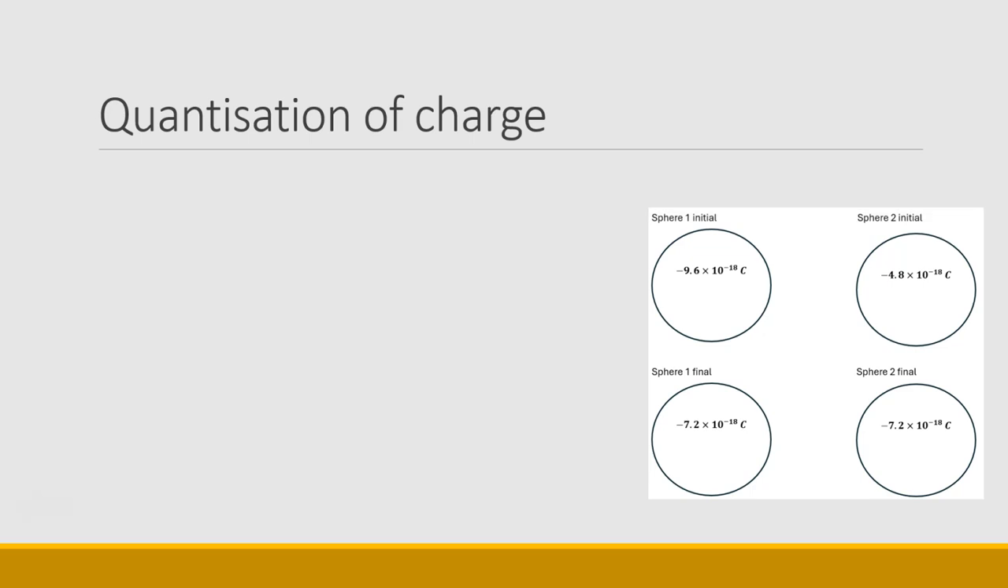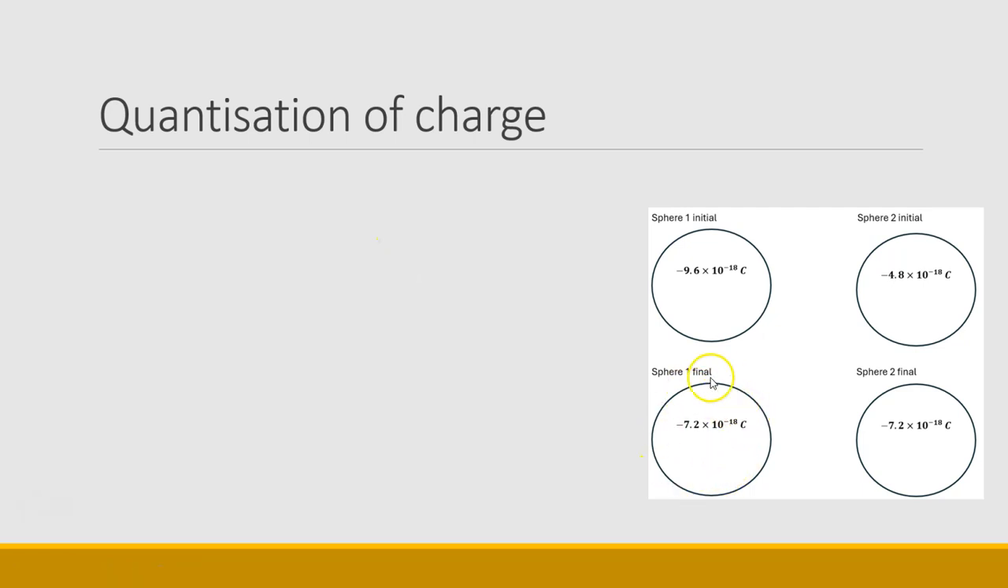If you look at this drawing, because it really helps to have a drawing, sphere 1 has an initial charge of minus 9.6 times 10 to the minus 18 coulombs. And then we were told that sphere 2 has an excess of 30 electrons, which we calculated to be equal to a charge of minus 4.8 times 10 to the minus 18 coulombs. And once these two spheres touched and separated, the final charge on each sphere is now identical at minus 7.2 times 10 to the minus 18 coulombs.